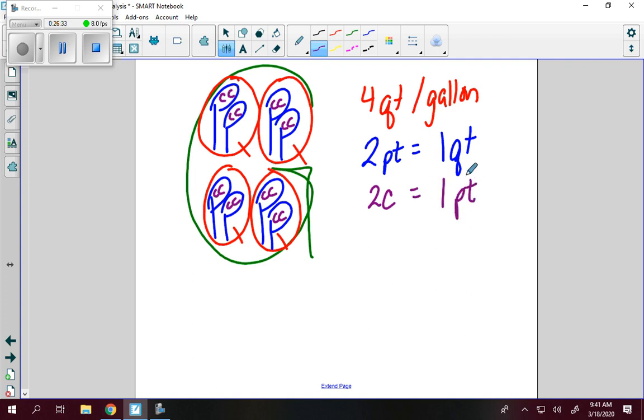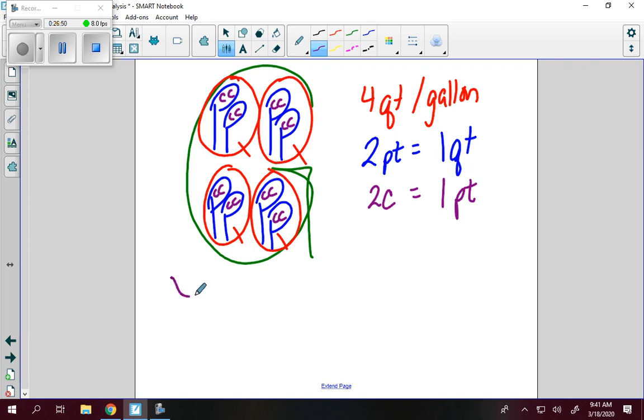And now when I look at this, I can tell you how many pints are in a gallon. I just count them up. 2, 4, 6, 8. 8 pints in a gallon. So you can use this, or you can say there are 4 cups in a quart. So you can use this for all different things.